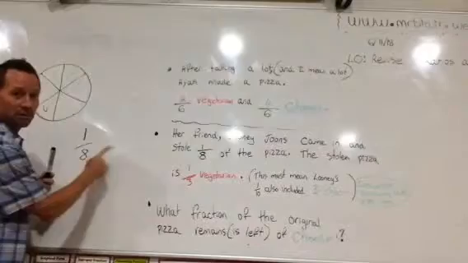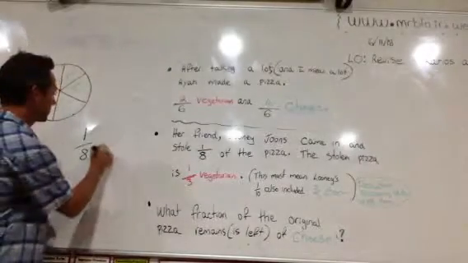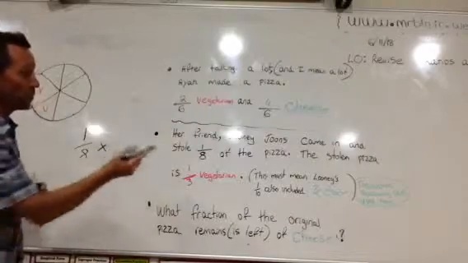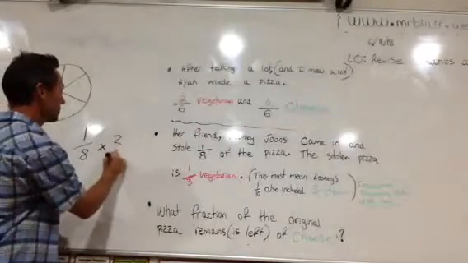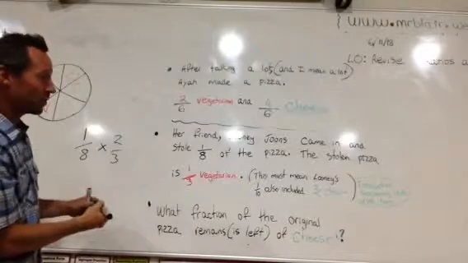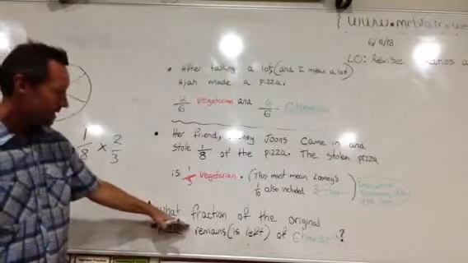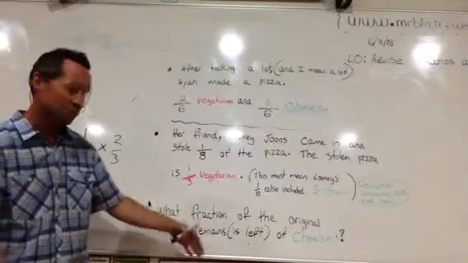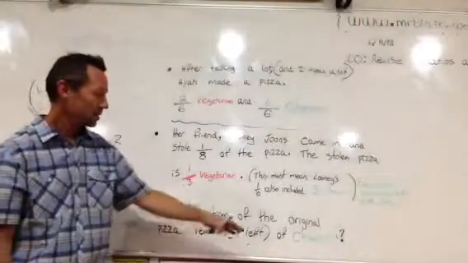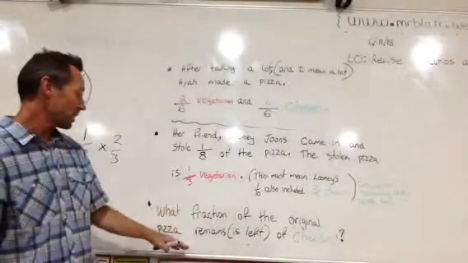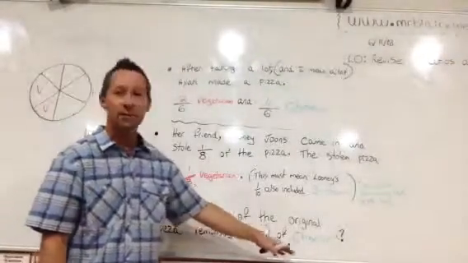The 1/8 is what Looney stole. And I'm going to multiply this by the 2/3, which is the cheese, because that's what we wanted to find out. Because down here it says, what fraction of the original pizza remains, which means it's left, is cheese. What fraction of the original pizza remains of cheese?